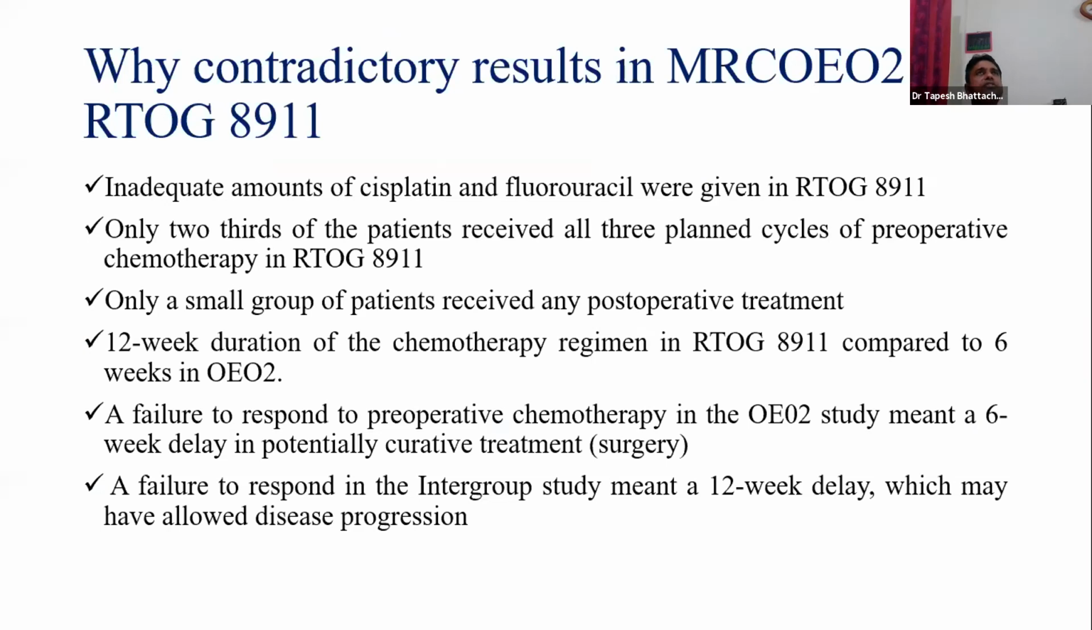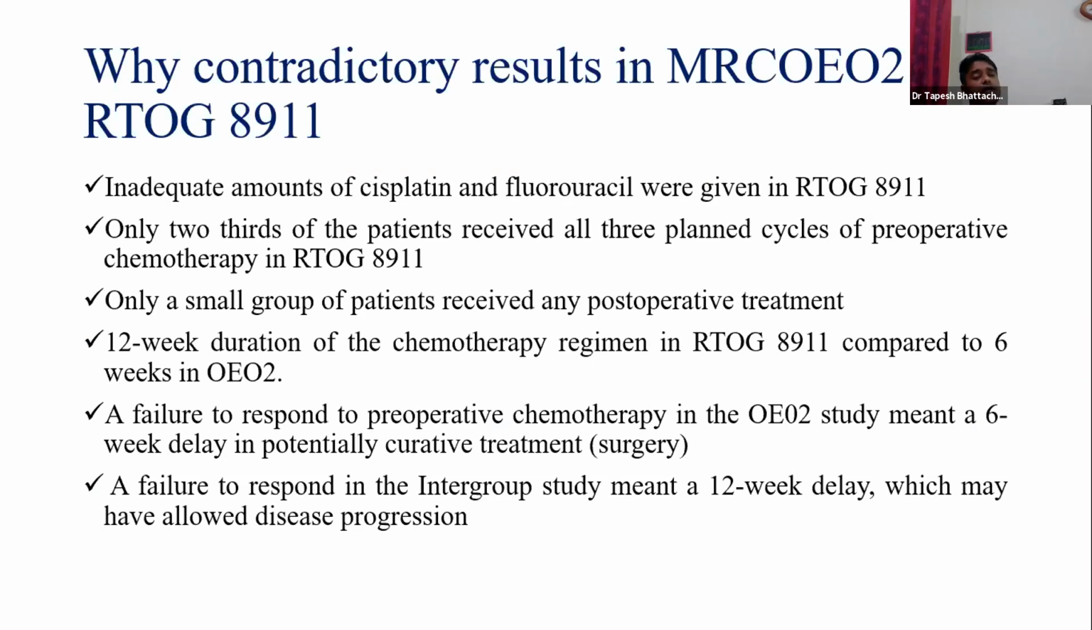Inadequate amounts of cisplatin and fluorouracil were given in the RTOG 8911 trial. Second, only 2/3 of the patients received all the 3 planned cycles of preoperative chemotherapy in RTOG 8911. And only a very small subgroup of patients received any postoperative treatment. They were not fit for any postoperative treatment at all. So chemotherapy was inadequate in RTOG 8911.